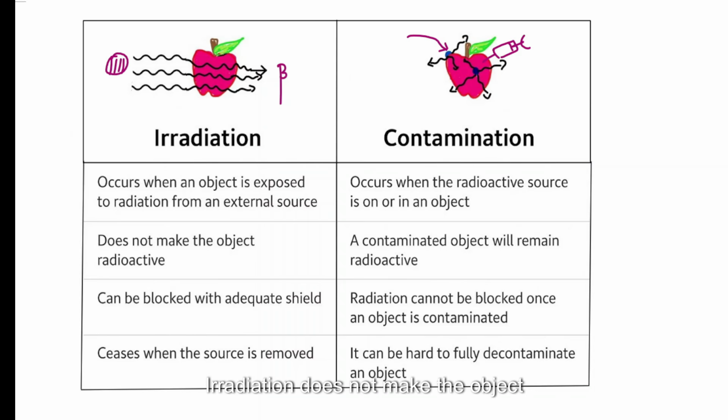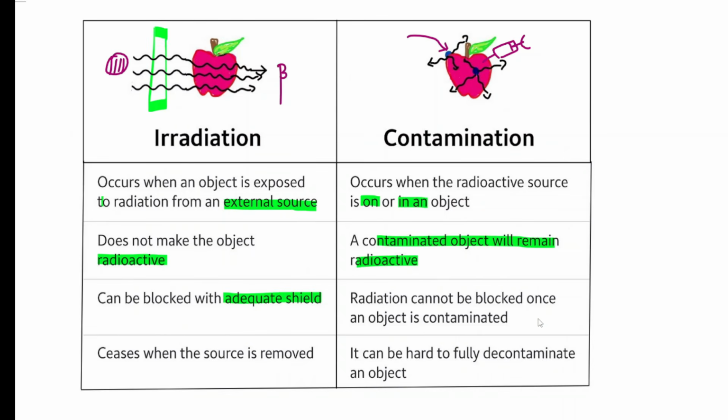Irradiation does not make the object radioactive. Contaminated objects will remain radioactive. Irradiation can be blocked with an adequate shield. If you put some lead here, obviously you can stop it. Contamination cannot be blocked. Once an object is contaminated, it's difficult to reverse it.